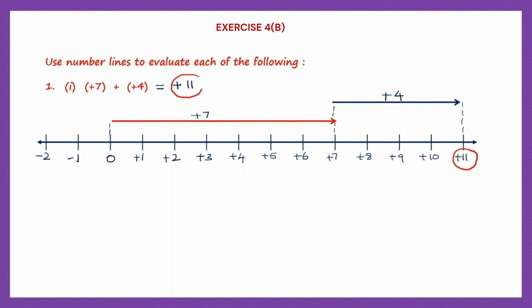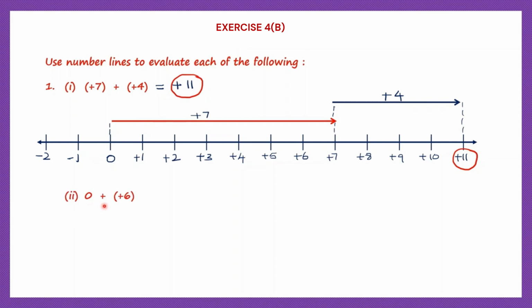So what did we see here? What did we notice? When we add two integers with the same sign, when signs are the same, put the same sign and add the numbers. 7 plus 4 is 11. So that is the rule you must follow. When signs are the same for addition, put the same sign and add. So that's what we did here. Okay, let's go on to the next one.